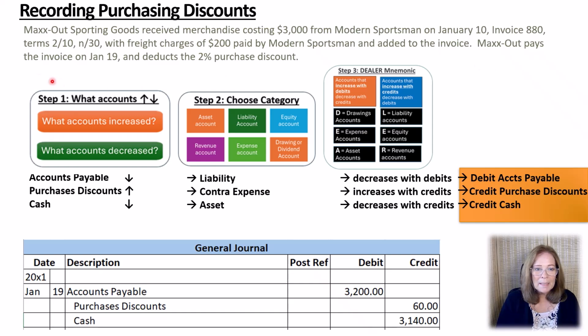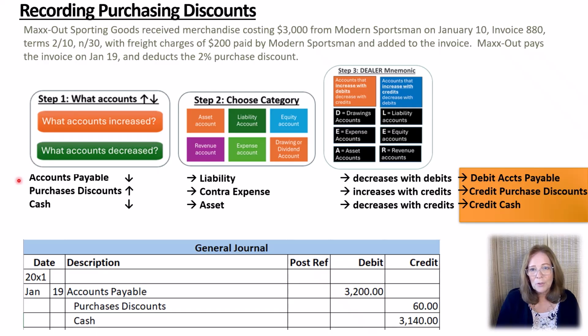On January 19th, within the 10-day time period for taking the 2% purchases discount, Max Out pays the invoice due with check number 150. Please remember that the 2% is calculated excluding the freight. So in this case, $3,000 times 2%, which is $60. The amount due is $3,140, which is $3,000 minus 2% or $2,940 plus $200 freight for a total of $3,140.